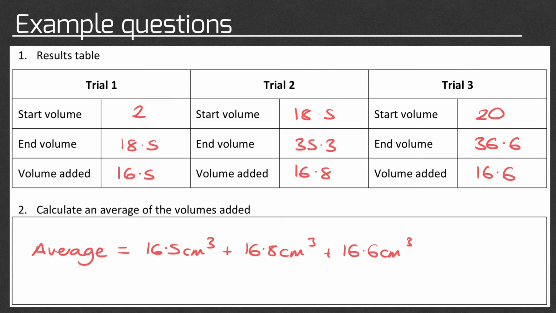Question 2 asks us to calculate an average of the volumes added. To calculate an average, we would add together all 3 of the volumes added and divide by 3 as we have done 3 tests. This gives an answer of an average volume of 16.6 cm³.